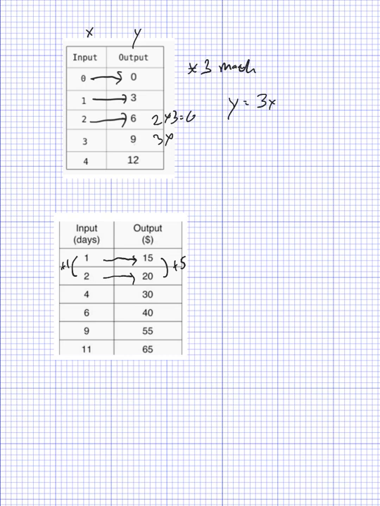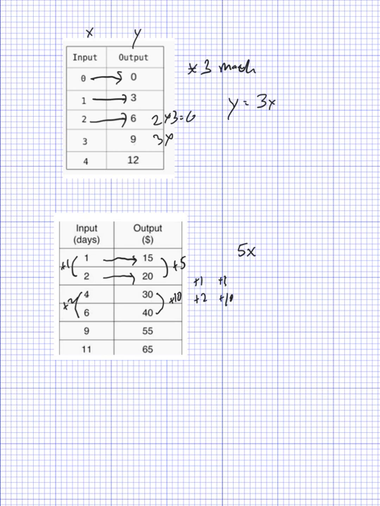Then you say, okay, well, let's check another one. And you don't have any that are right next to each other, but you say, oh, from 4 to 6 is plus 2, and from 30 to 40 is plus 10. So if I added 2 on the input, I got plus 10. Added 1, I got plus 5. So what's happening here is you're taking the input, the x, and you're multiplying it by 5.